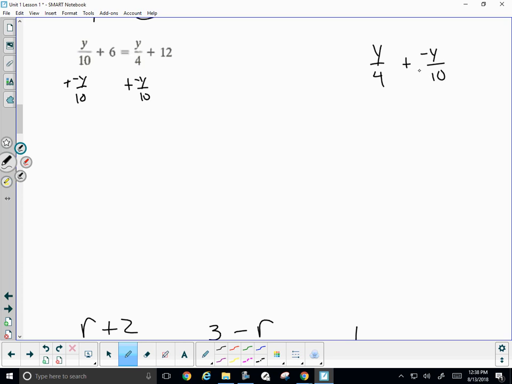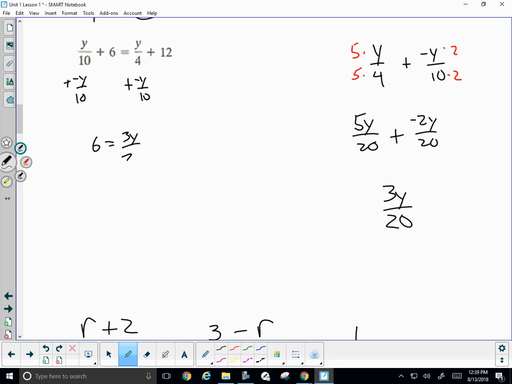Now, a common multiple of 4 and 10 is 20. To make 20, I need to multiply this by 5 over 5 and this by 2 over 2. So this gives me 5y over 20 plus negative 2y over 20. This turns into 3y over 20. Okay, so that was a little side problem here. I have 6 is equal to 3y over 20 plus 12. Can subtract 12, I get negative 6, or add negative 12 to both sides.